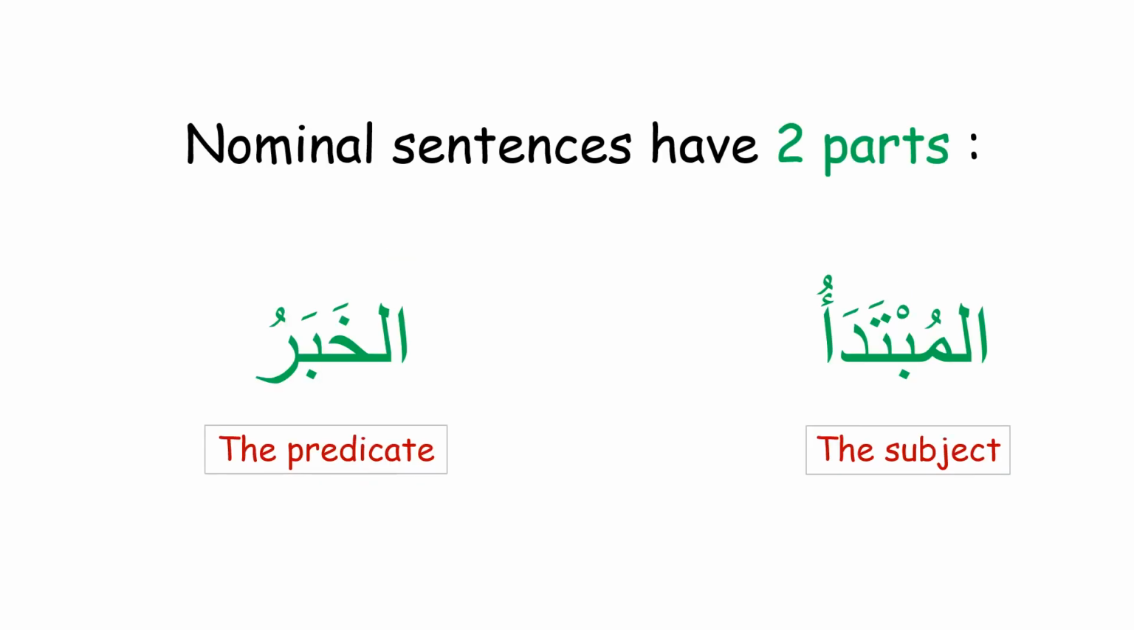So again, nominal sentences in Arabic have two parts, a subject and a predicate. The subject is what the sentence is talking about, and we do call it in Arabic al-mubtada. And the predicate is a word or word group that follows the subject to identify it or describe it. We do call it in Arabic al-khabar. That's it, everyone. That brings us to the end of today's lesson.